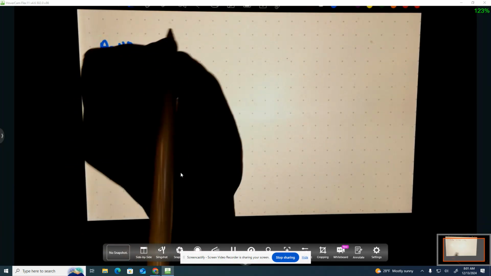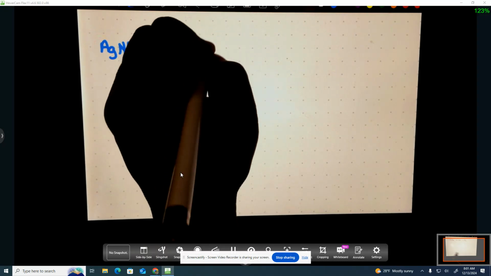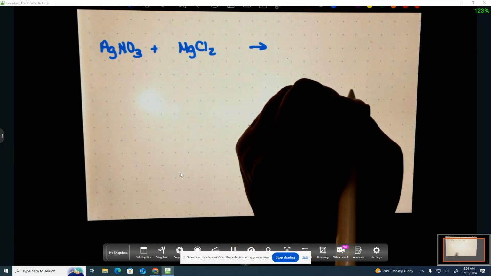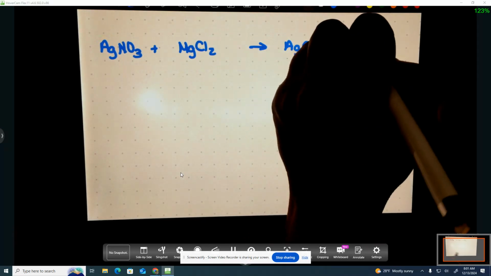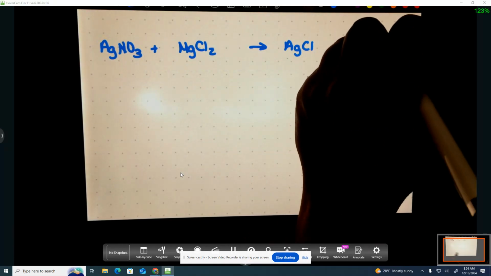Actually, let's skip the next one. Go to number 5. So number 5 looks pretty hairy. All right, AgNO3. That's silver nitrate and magnesium chloride. Yield silver chloride and magnesium nitrate.